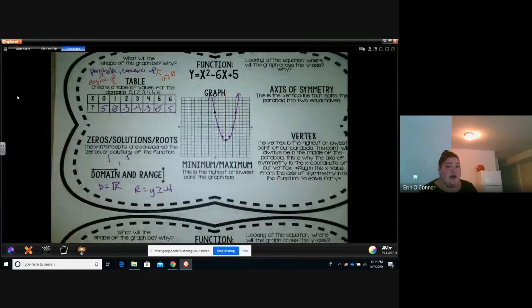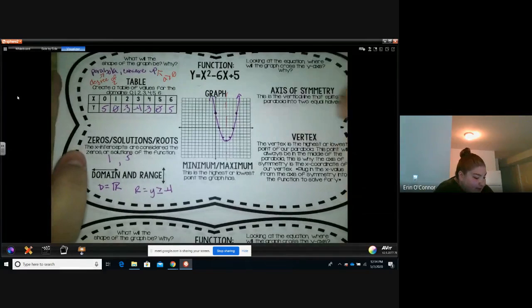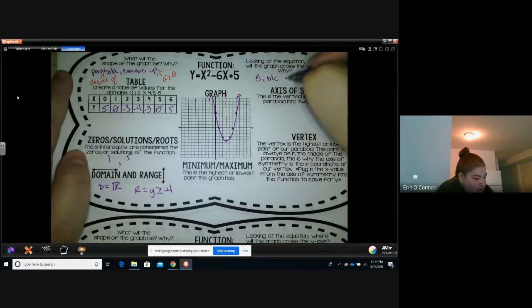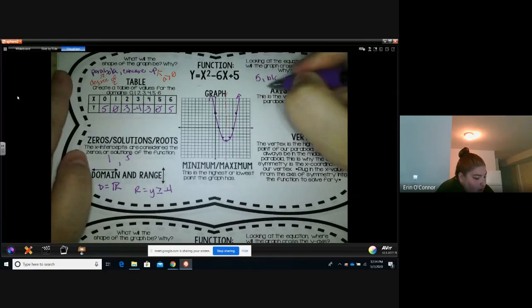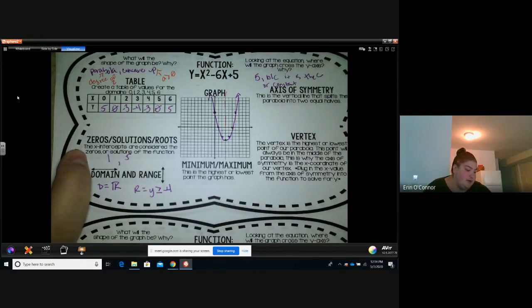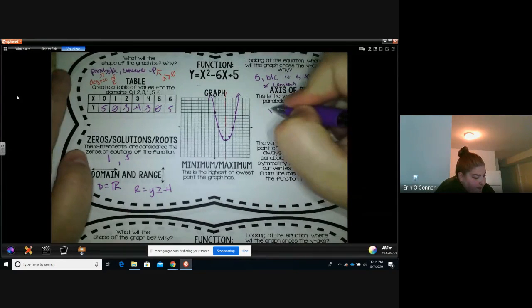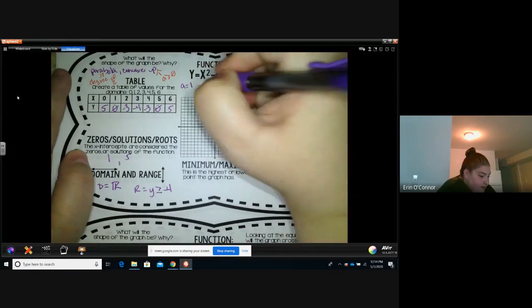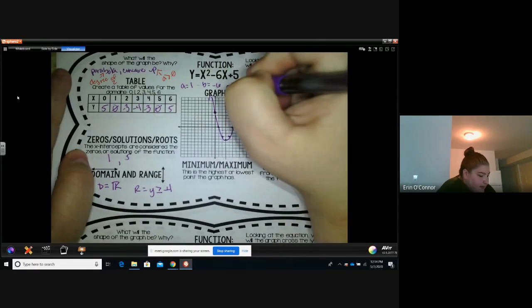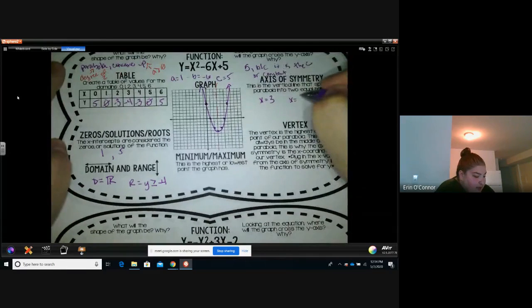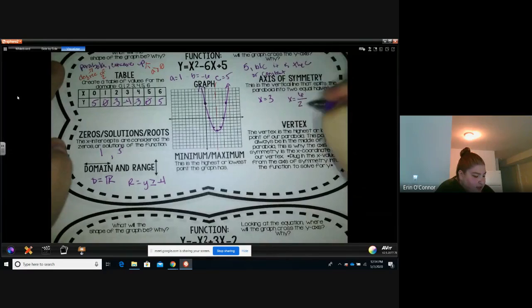Looking at the equation, where will the graph cross the y-axis? It crosses the y-axis at 5, and we know that because it's the c, or constant. The axis of symmetry is the vertical line that splits the parabola into 2 equal halves. Now that's at x equals 3, and we can double check that by doing negative b over 2a. So first I'm going to identify a, b, and c. So I have 1, negative 6, and 5. And if I do negative b, so negative 6 is 6 over 2 times a, which is 1. 6 divided by 2 is 3. So we also got 3.